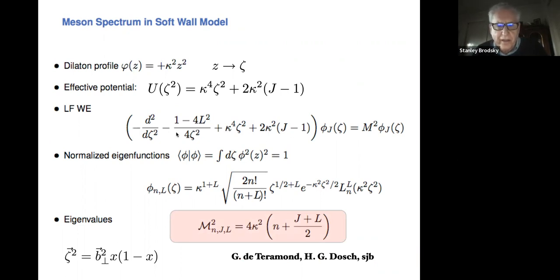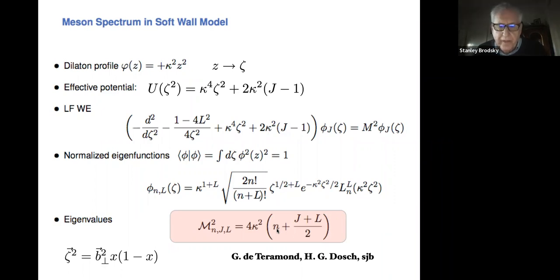So what happens then is that when you use the z to zeta map, you have equations that look like this: d squared by d zeta squared. There's a kinetic energy involving orbital momentum. There's the harmonic oscillator, and then there's an extra term, J minus 1. And then when you solve this theory, you have the wave functions analytically, and you have the spectroscopy. So this gives the whole spectroscopy of mesons in terms of J and L and N, the principal quantum number. So this is really the number of nodes in effect.